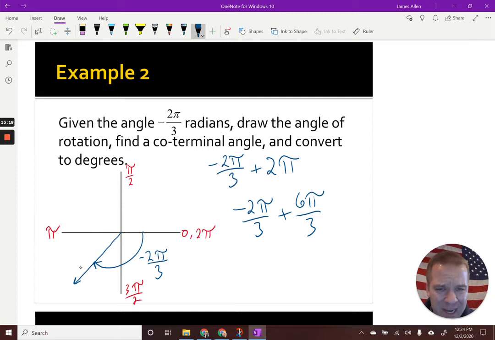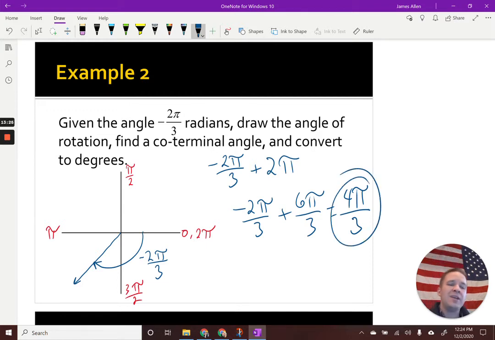Let's go. So I've got negative 2 plus 6 is 4 pi divided by 3. There is a coterminal angle. That's actually between 0 and 2 pi. So if there was that restriction between 0 and 2 pi or negative 2 pi and 2 pi, we would have fit that description. Awesome. Last thing, convert to degrees.